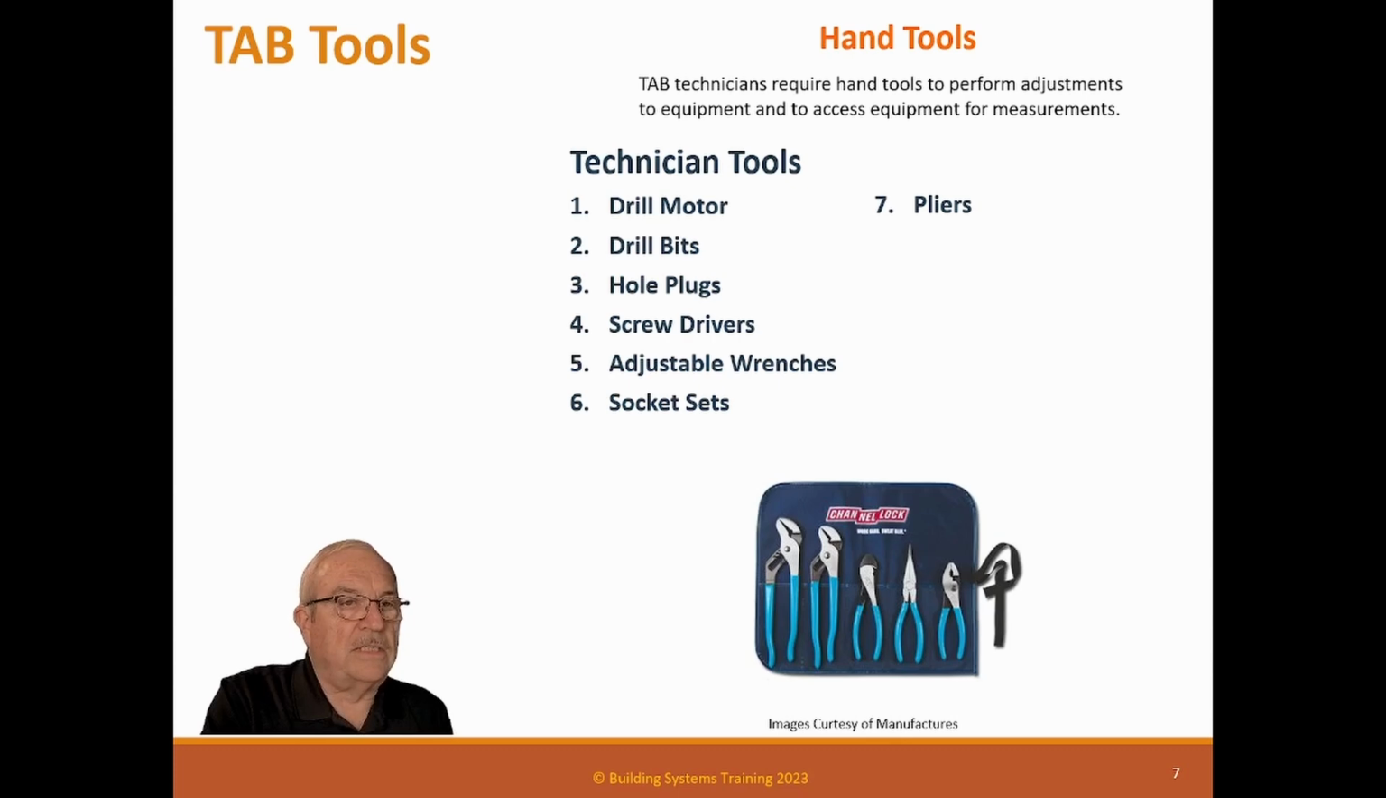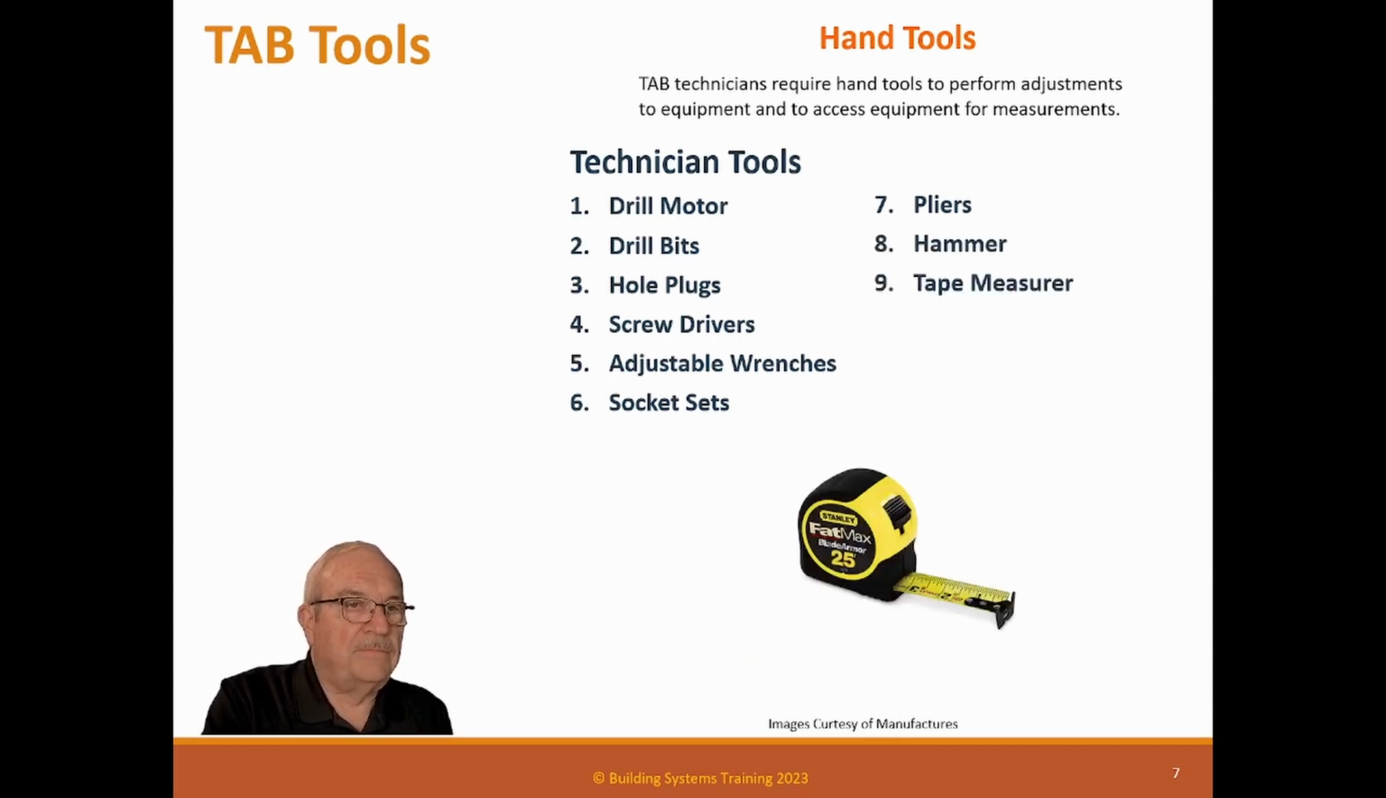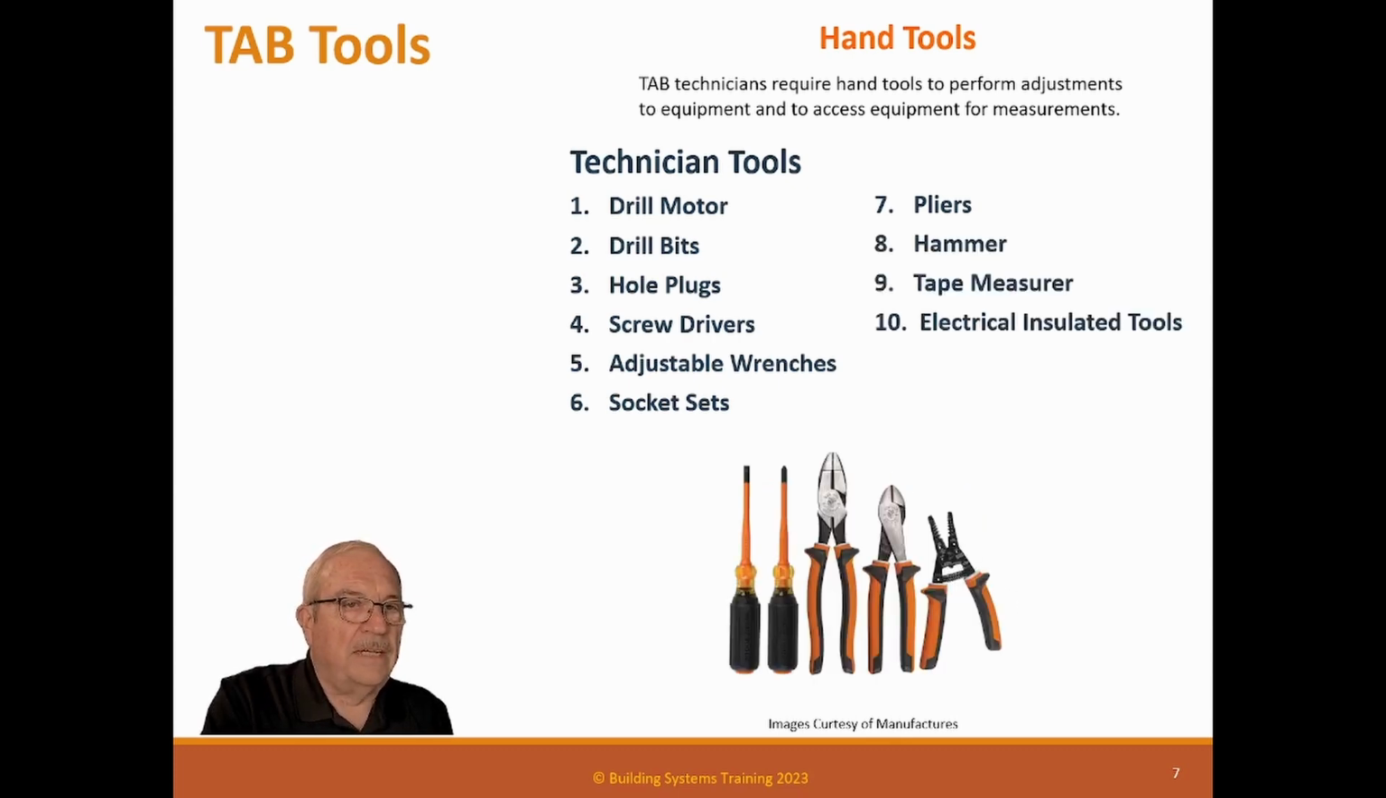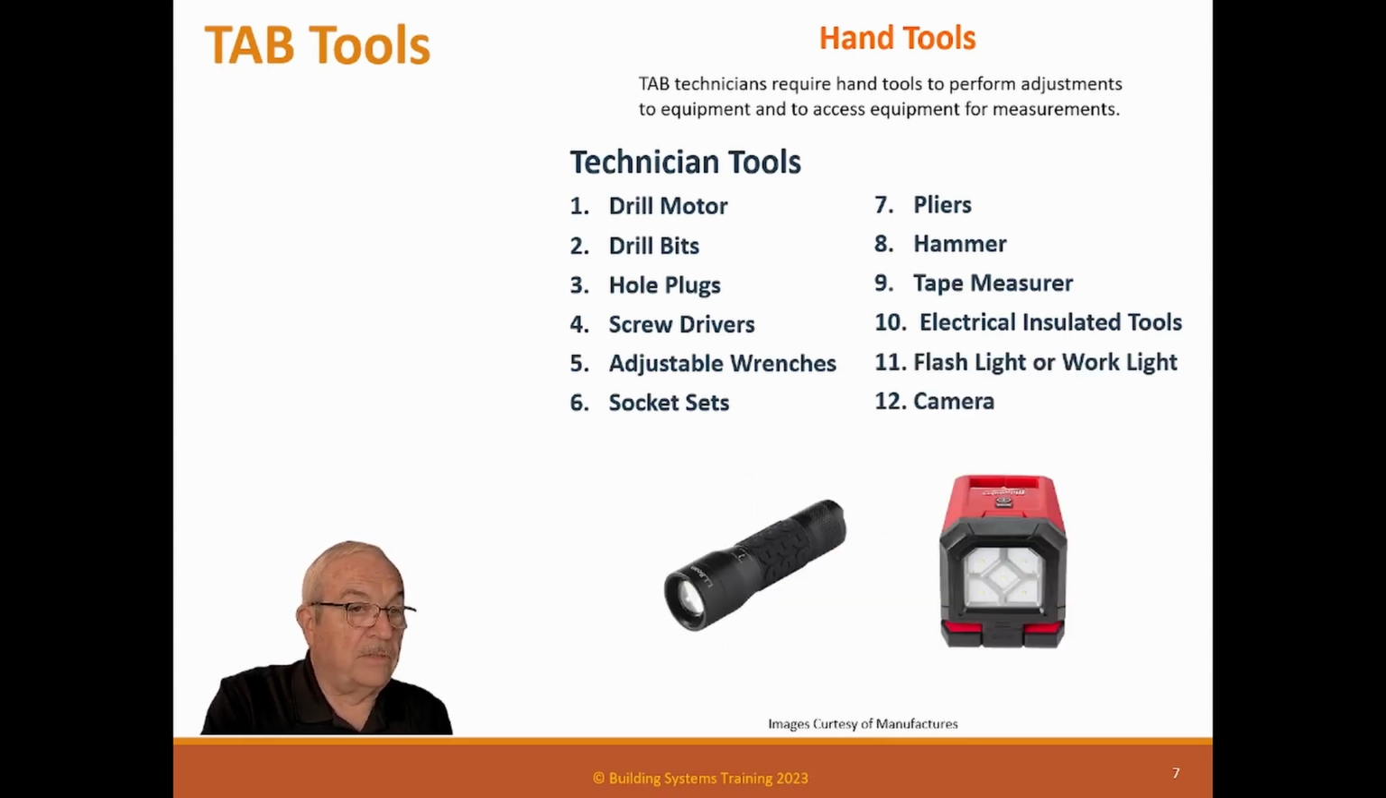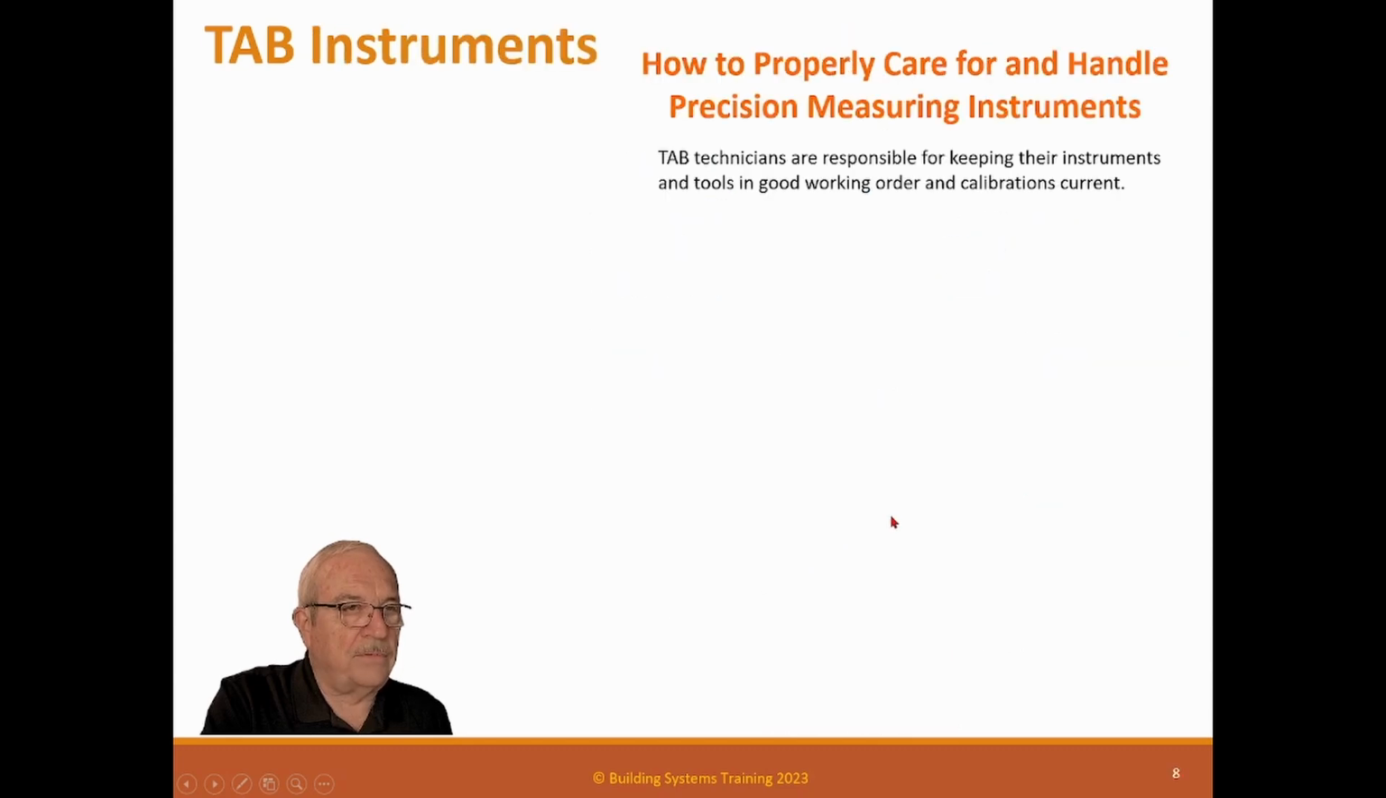You'll need socket sets and pliers, hammer, tape measure, and electrical insulated tools: screwdrivers, wrenches, pliers, and nut drivers. These are to be safe when you're working around electrical gear. And then, of course, a camera is always handy. Flashlights and work lights are really handy nowadays. And then you need a camera. If you have a cell phone, of course, you got a camera. But all those things are the tools you'll need to be an effective TAB technician.